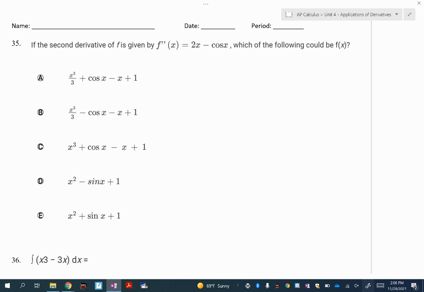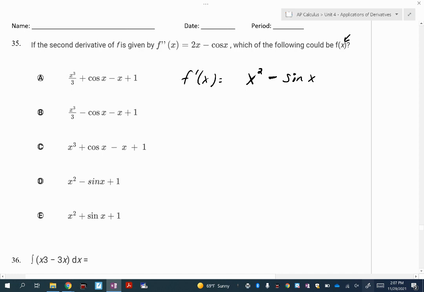Okay, so when I do this, ultimately I'm trying to get to the original function, so I need to go backwards one step at a time. They gave me the second derivative, so I'm going back to the first derivative. So watch what I write here. That's x squared, right? Because the derivative of x squared is 2x. And if I want the derivative to be cosine, I need to start out with the sine of x, right? Because the derivative of sine is cosine. But you notice it's a negative there, so I need this to be negative as well.